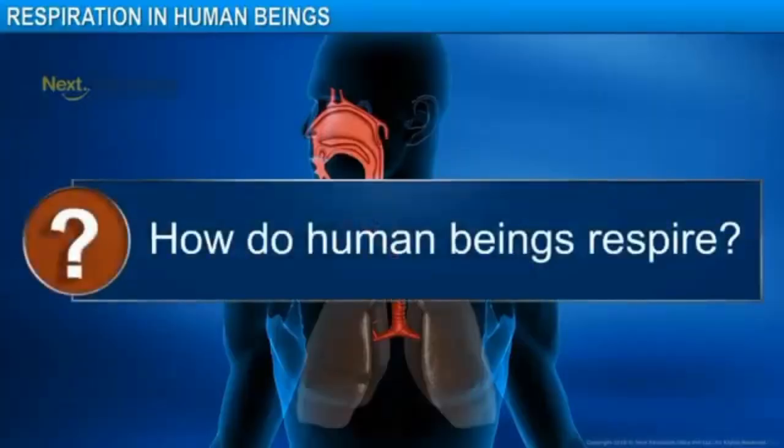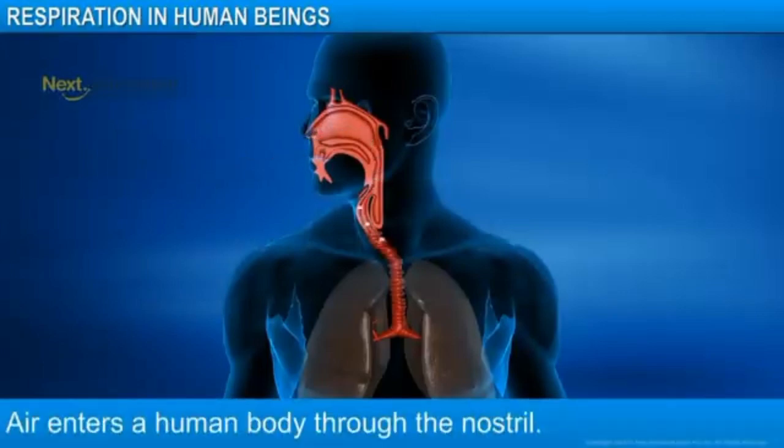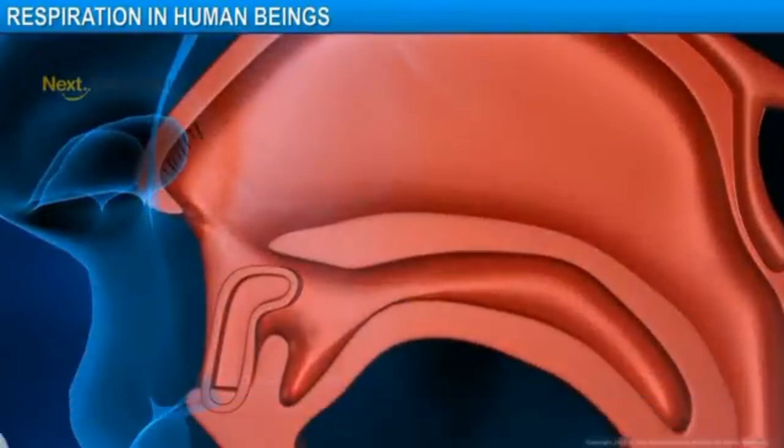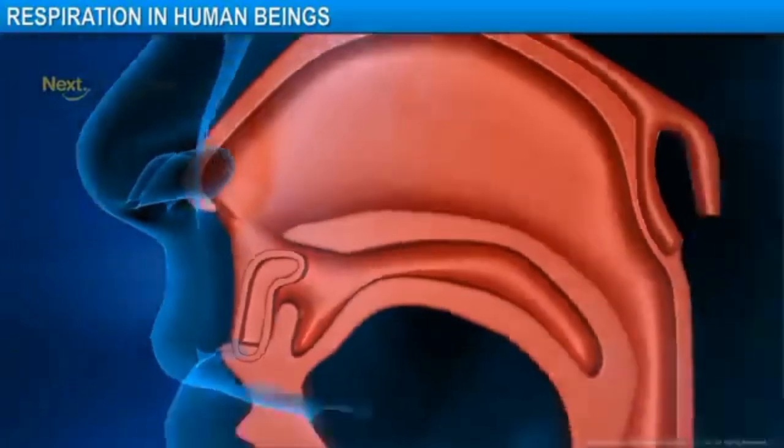In this lesson, you will learn about respiration in human beings. How do human beings respire? So air is drawn into the body through the nostrils. Nostrils are lined with mucus and cilia that filter the air as it passes through.